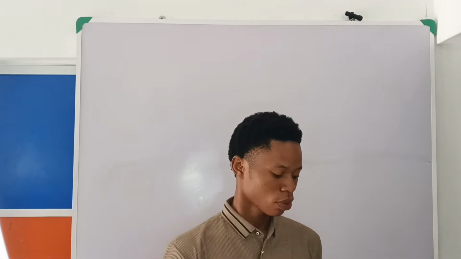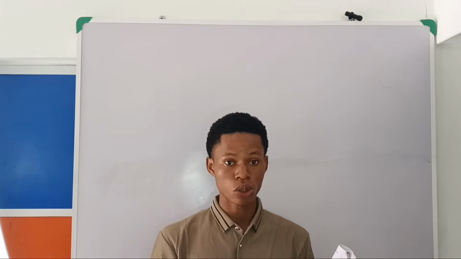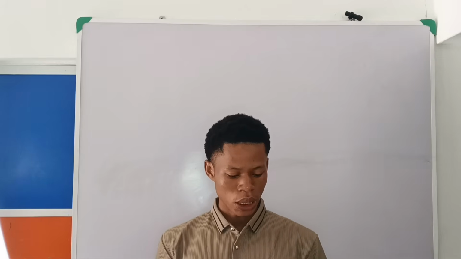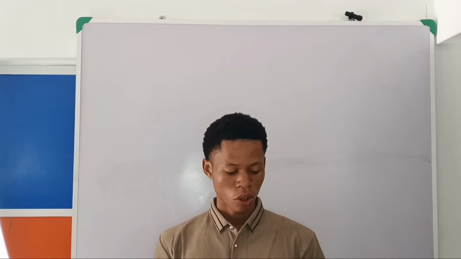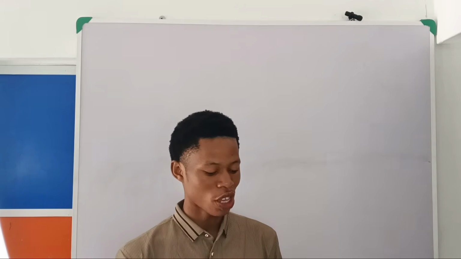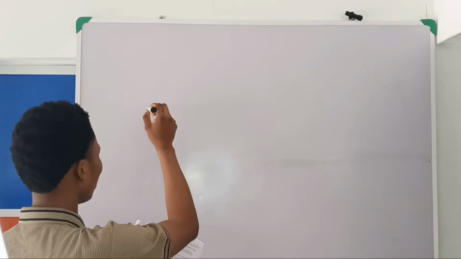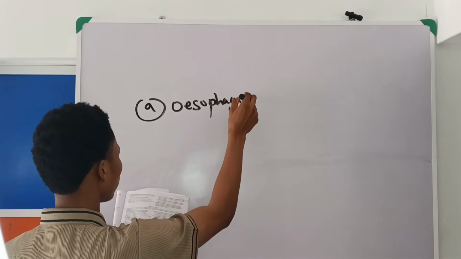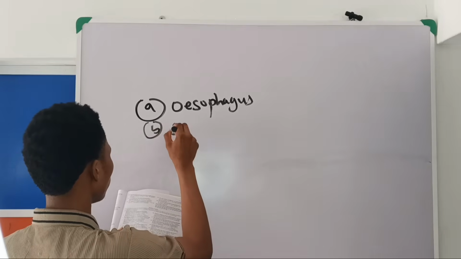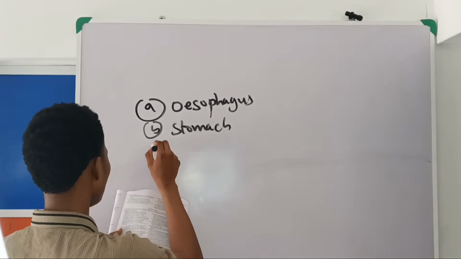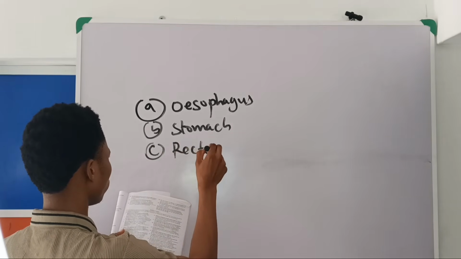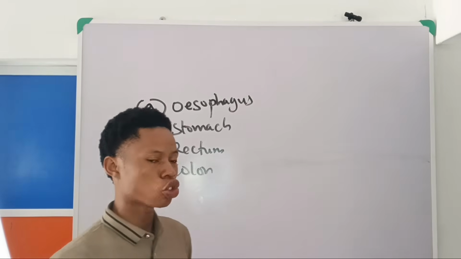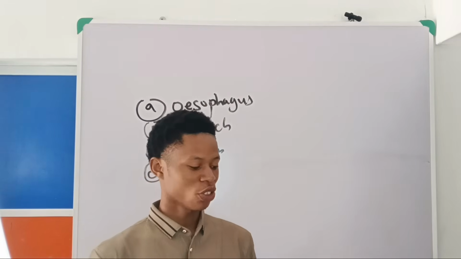All right, let's start. The first question, I'll read out the question and I'll explain the answer. Which of these is the terminal portion of the alimentary canal of a mammal? Is it esophagus? Is it stomach? Is it rectum? Is it colon? Terminal means the ending portion of the alimentary canal.